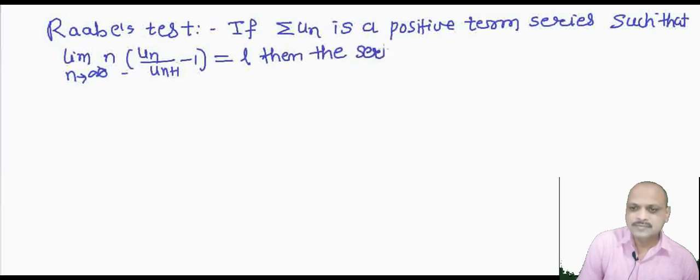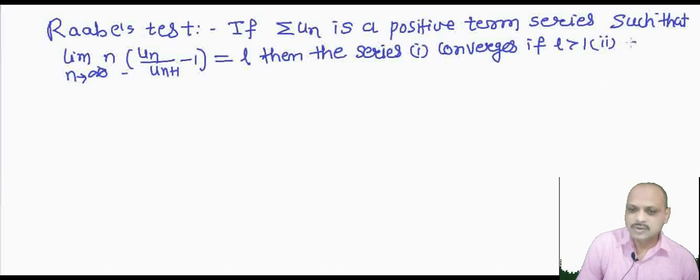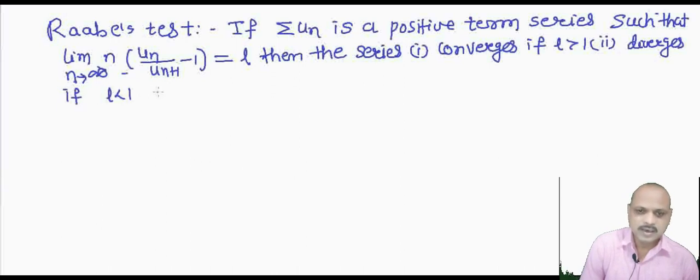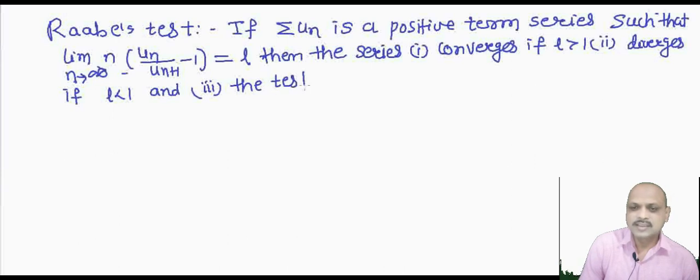the series, number 1, first condition, converges if L is greater than 1. Number 2, diverges if L is less than 1, and as usual the test fails for L equal to 1.